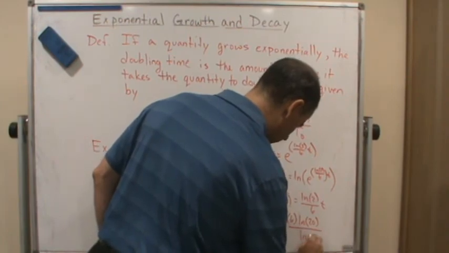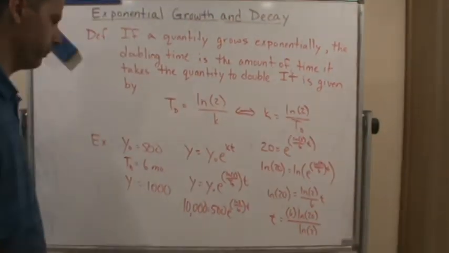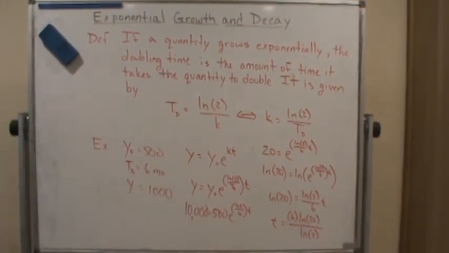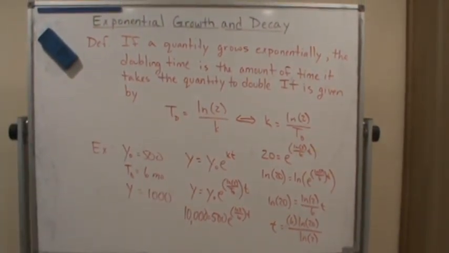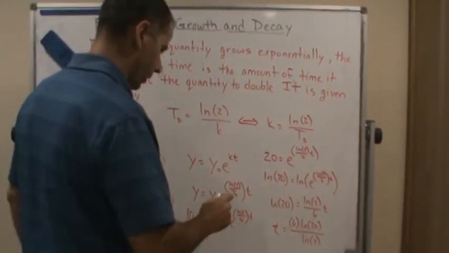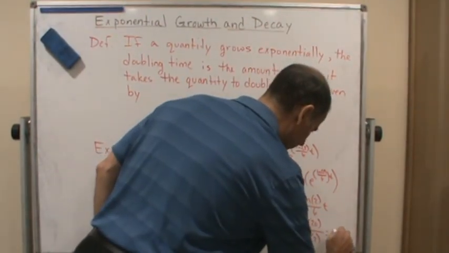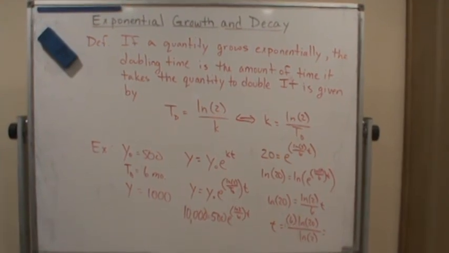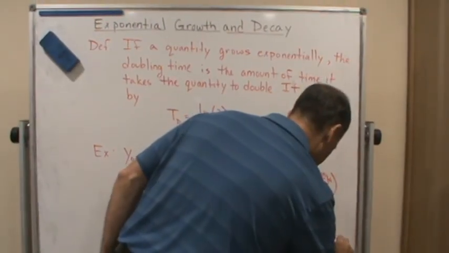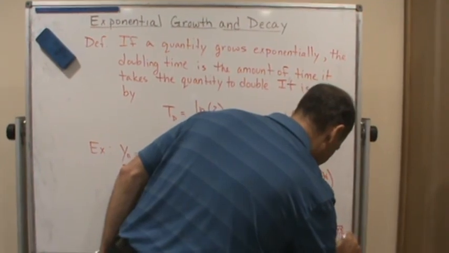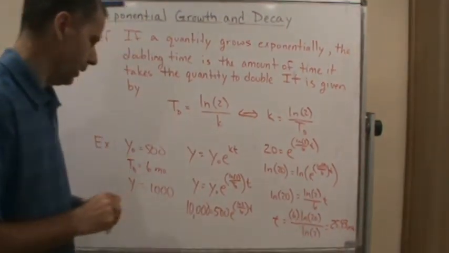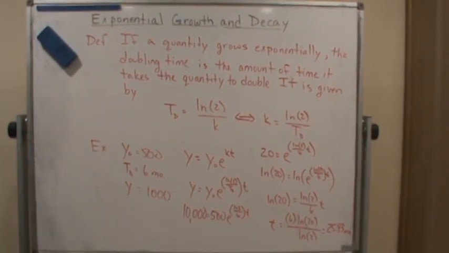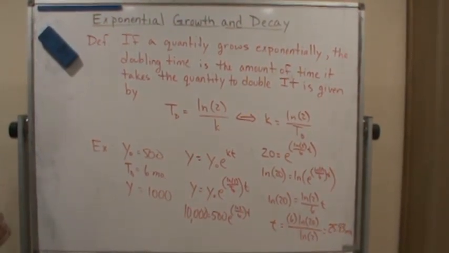divided by the natural log of 2. If you stick that in your calculator, t comes out to approximately 25.93 months. So 25.93 months. So it'll take a little over 2 years before his friends can fish.